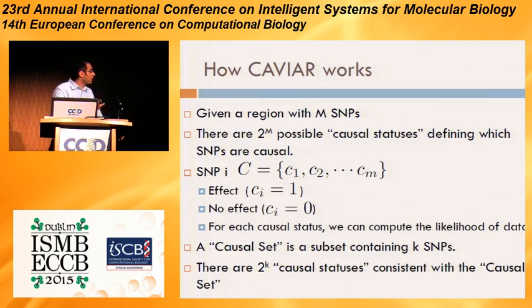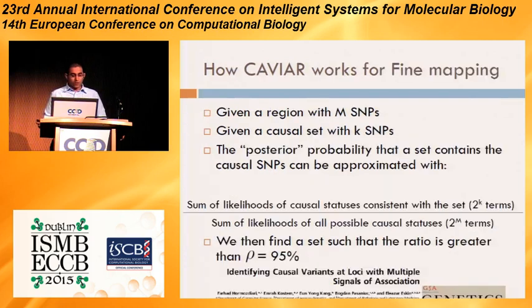But now we can define a causal set. So a causal set is a collection of SNPs. Now, if you have a causal set of size k, you can define 2 to the k possible causal statuses for that causal set. So how does CAVIAR perform fine mapping? Given a region with M SNPs and a causal set which has k SNPs, you can approximate the posterior probability that this set can capture all the causal SNPs using this simple quantification, in which you sum over the likelihood of all the causal statuses for that causal set, of which there are 2 to the k possible terms.